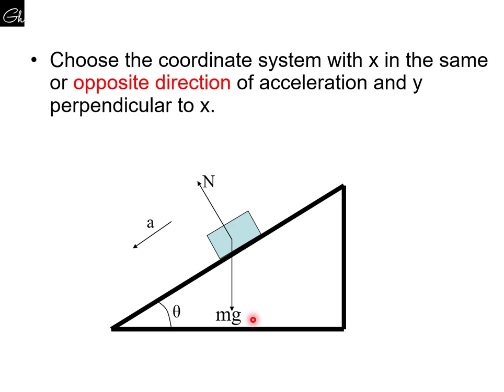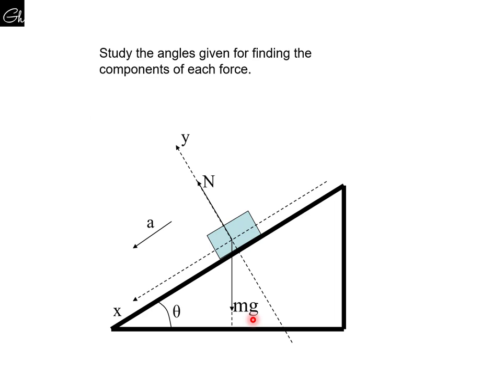Let's choose the coordinate system. For our case, either we can take x upward and y perpendicular to x, or we can choose x along the direction of motion. Next, we will try to project or find the components of each force. As you can see, N is acting along the y direction only, while mg is acting along x and y.